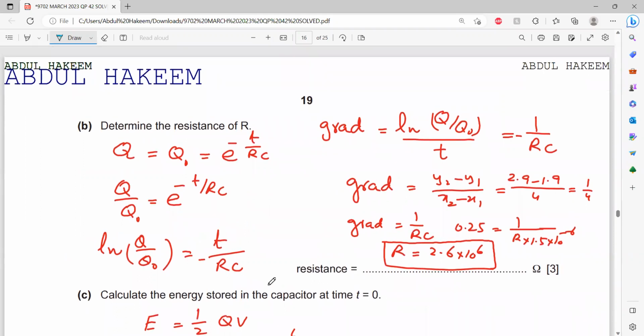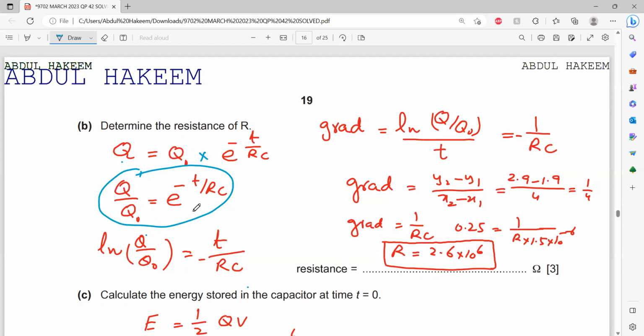Next, determine the resistance R. During discharging, Q is equal to Q naught multiplied by e power minus t over RC. You can use this equation. When we take ln on both sides, ln Q over Q naught becomes minus t over RC times ln e, but ln e is 1, so we can ignore it. It becomes ln Q over Q naught is equal to minus t over RC.